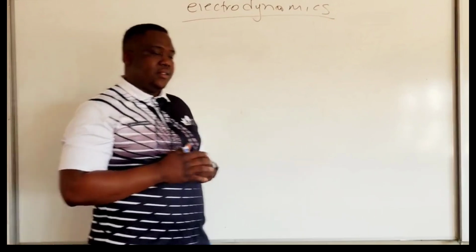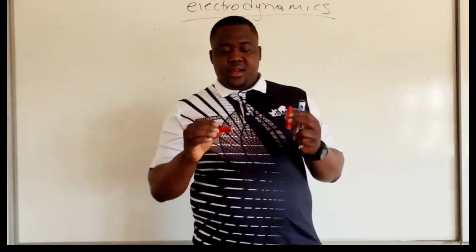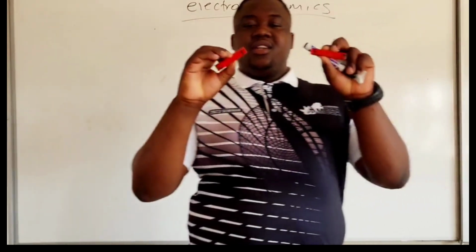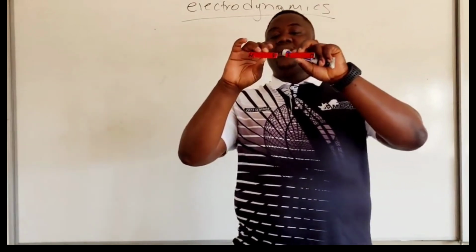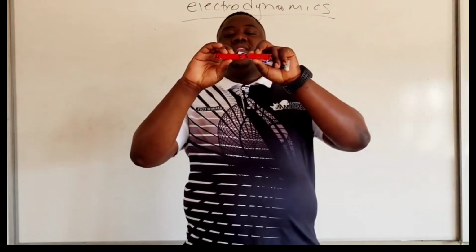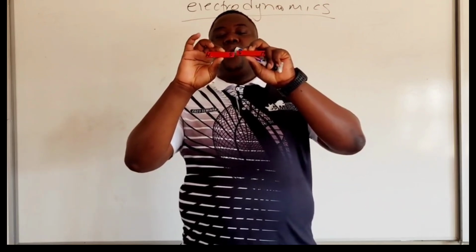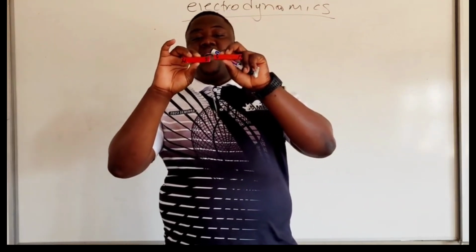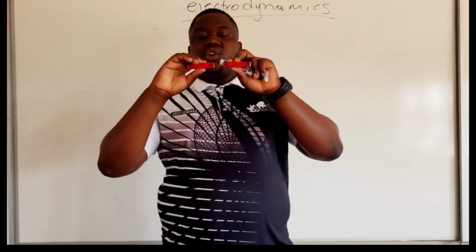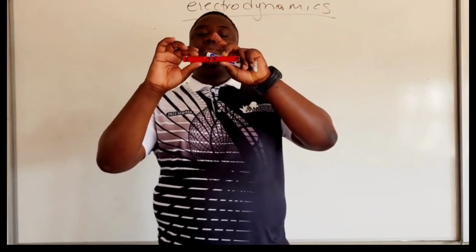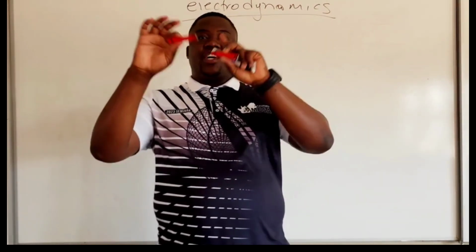from magnets. You can see that I'm holding two magnets which have got a south pole and a south pole. And you can see that as I try to bring south pole next to south pole, there is repulsion. But immediately I take north pole and south pole, I bring the magnets together, they get attracted.